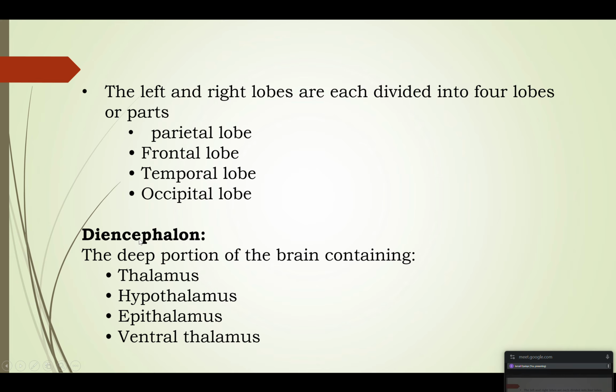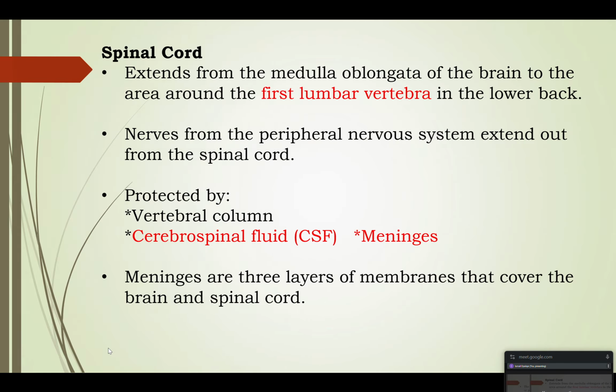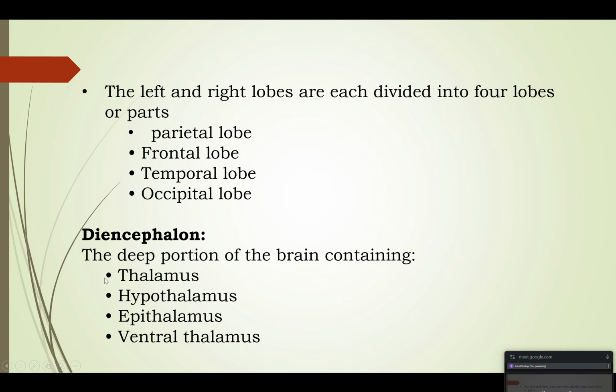And the diencephalon, when we talk about the encephalon, that's talking about the brain. So it's the deep portion of the brain, and it contains thalamus, hypothalamus. It's important to know hypothalamus is also a portion of the brain, and it constitutes the diencephalon part, along with the epithalamus and the ventral thalamus. So all of these points here, they are regarded as the relay center. They are all still part of the brain.